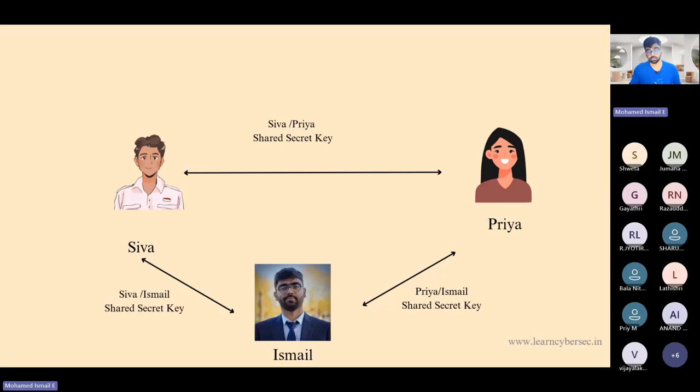Priya will use the key shared with Siva to encrypt the data sent to Siva. When Priya communicates anything to Ismail, Priya should use another key to encrypt and send the data so that Ismail can decrypt. So you can see this complexity. Symmetric encryption brings complexity when adding more people.